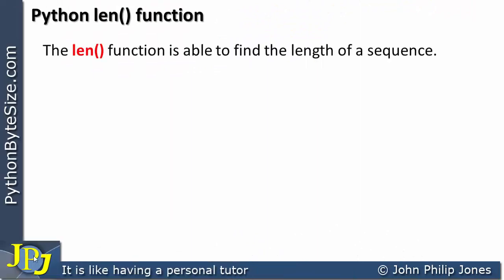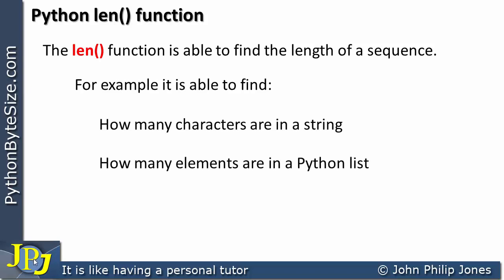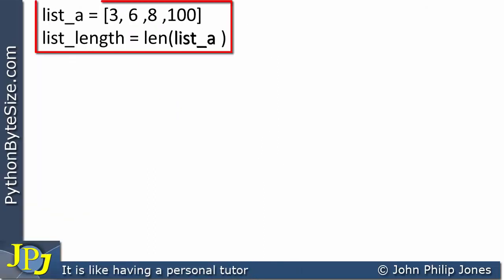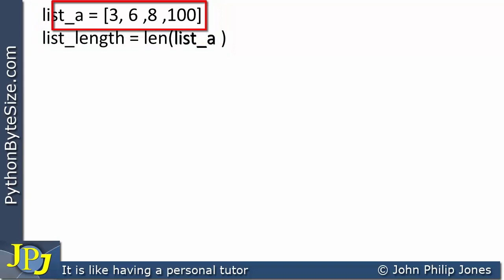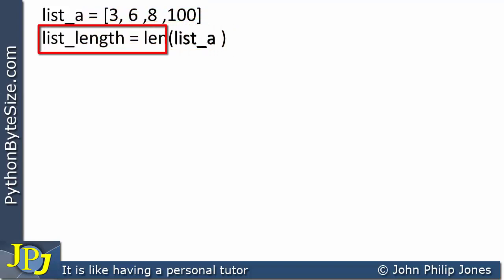The len function is able to find the length of a sequence. For example, it is able to find how many characters are in a string, how many elements are in a Python list. Consider this small segment of code. We can see on this line that list_a is assigned this slot, and what we have here is the definition of a list, and we can see that the list has 3, 6, 8 and 100, and that means the list has 4 elements.